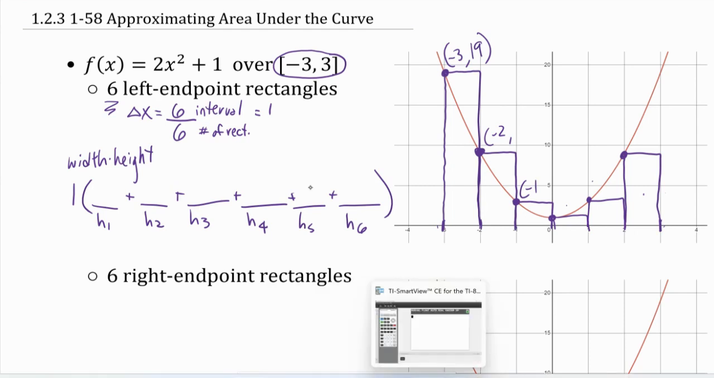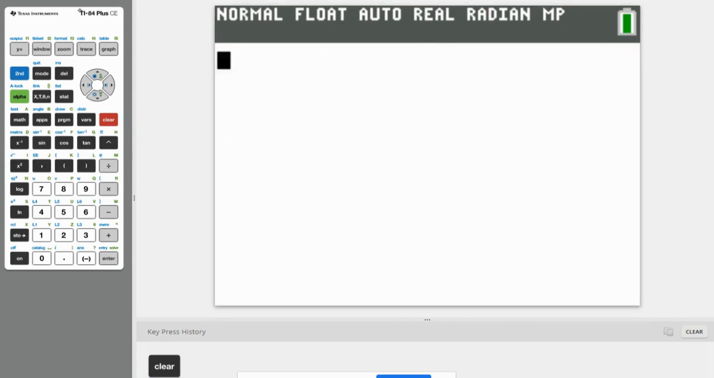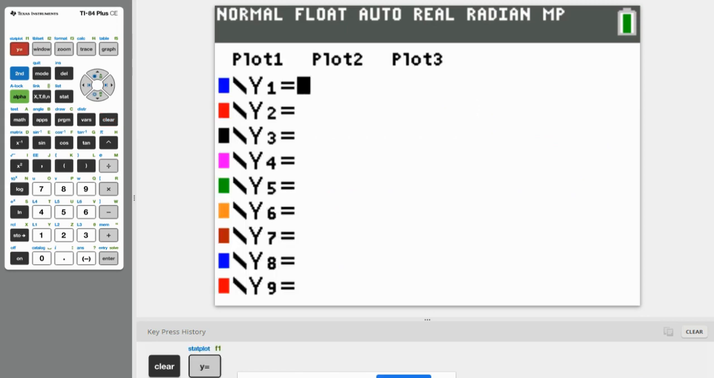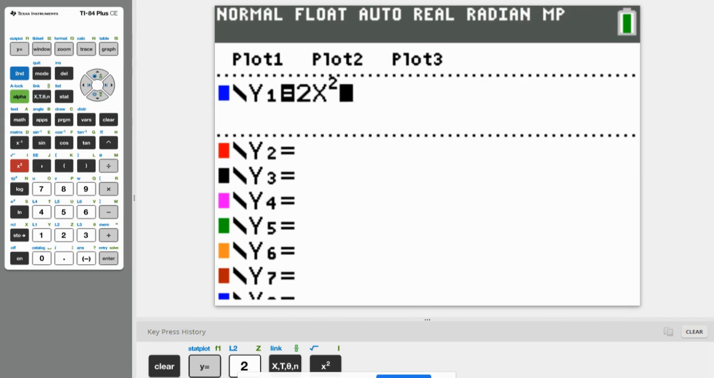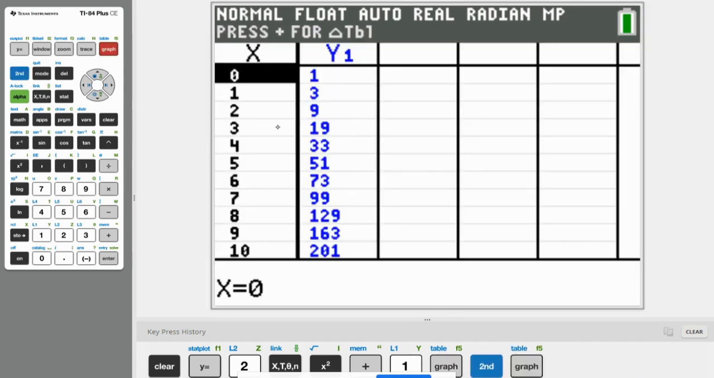Now, suppose that I have a graphing calculator. So you can see my little graphing calculator here. And what I can do is plug in my function, 2x squared plus 1. So I have my function. I could graph it so I can see the graph. But what I want to do is be able to find the values quickly. So if I press second table, I can see my table of values.